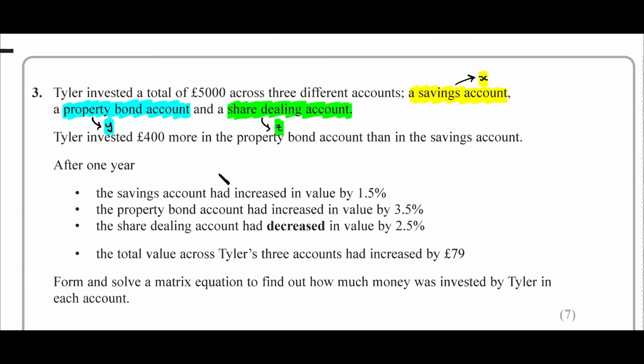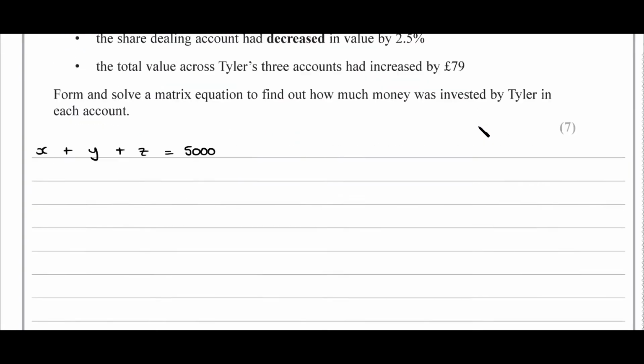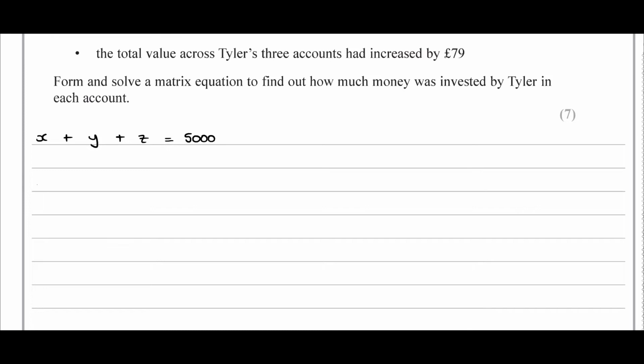We also know that Tyler invested £400 more in the property bond account, which is Y, than in the savings account, which is X. So we can say over here then that X plus 400 equals Y. And if I rewrite this, we can rewrite this as X minus Y plus 0Z equals minus 400. And the reason I'm doing that will become clear later on in this question.